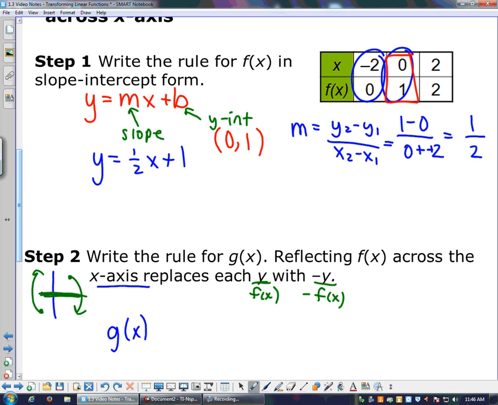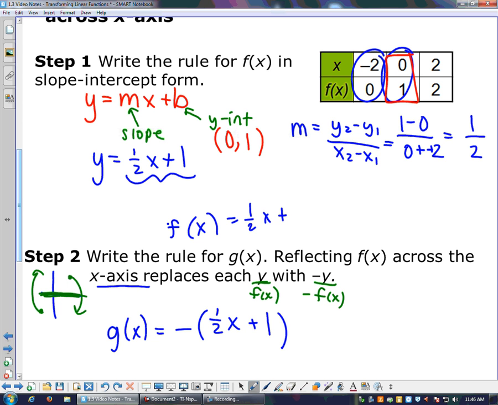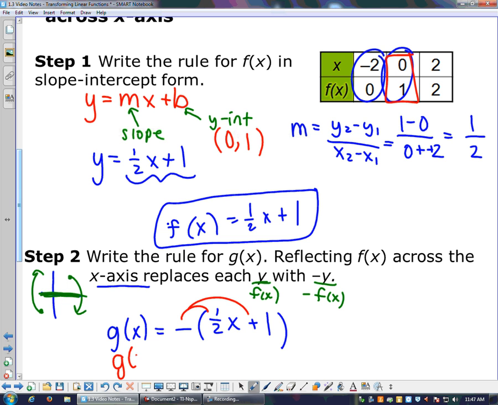I'll say that g of x is equal to negative of the entire equation I just had for f of x, which was right here above. So negative times the quantity of 1/2 x plus 1. Up here we can write this function as f of x equals 1/2 x plus 1, right? So that was our original function, and now the reflection is just the opposite of that. So we'll distribute this through just to clean it up a little bit, so we can end up saying that g of x is equal to negative 1/2 x minus 1.